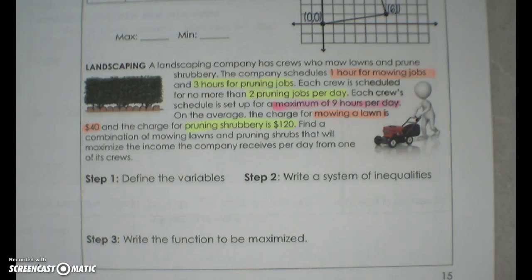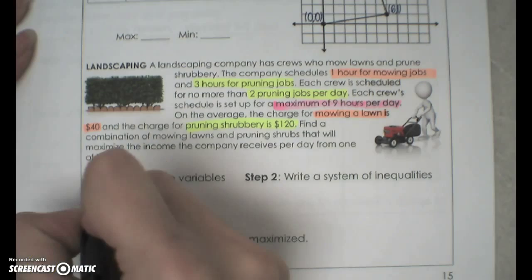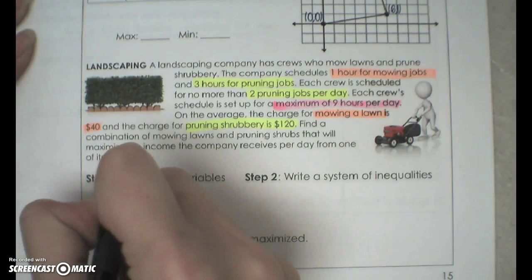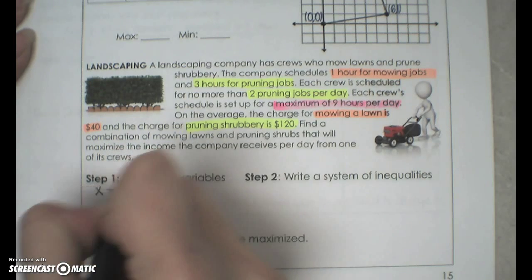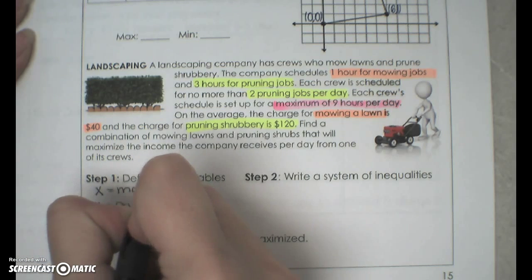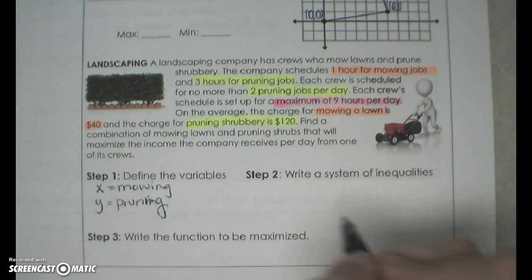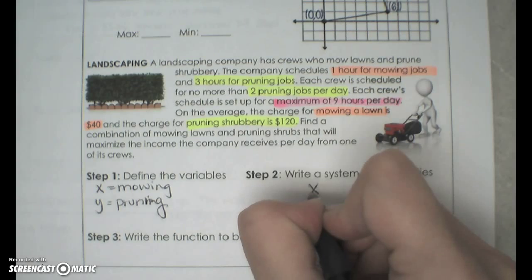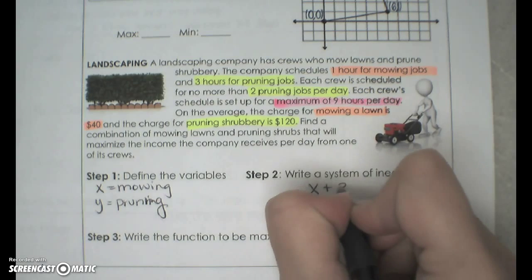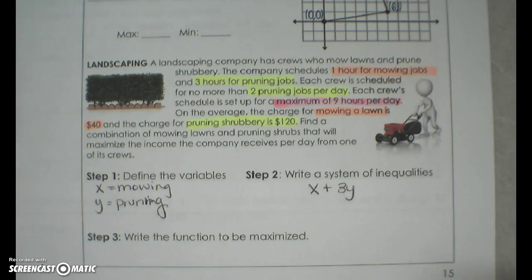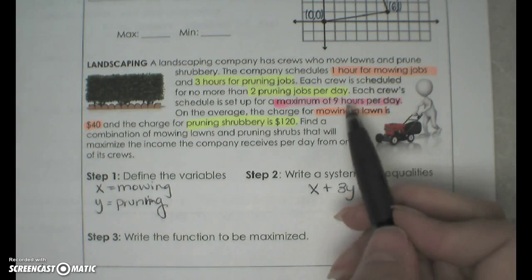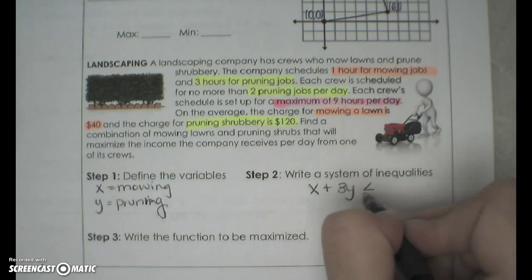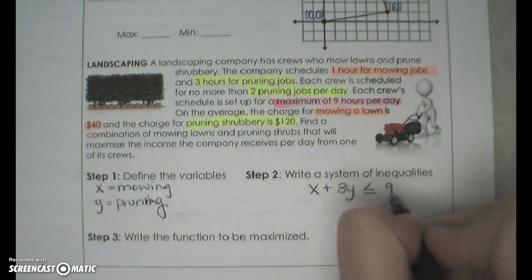So we're going to go ahead and first define our variables. So that means the two things that we have, I'm going to make x mowing, y pruning. All right, now let's write a system. So we have our 1 hour, 1x, plus 3y, and now that deals with hours. So remember what's our maximum hours? 9. Can't go more, so less than or equal to 9.